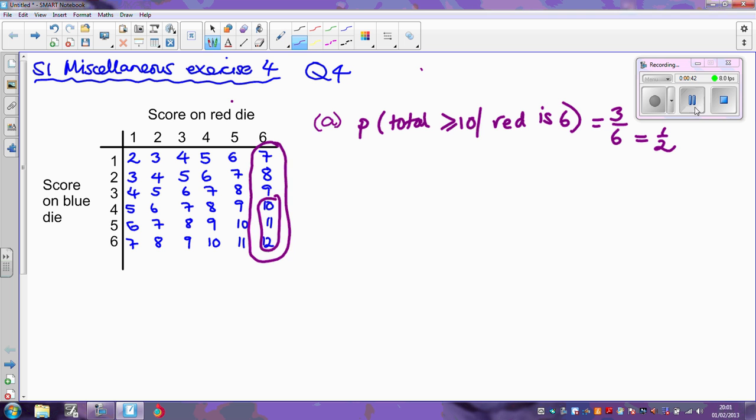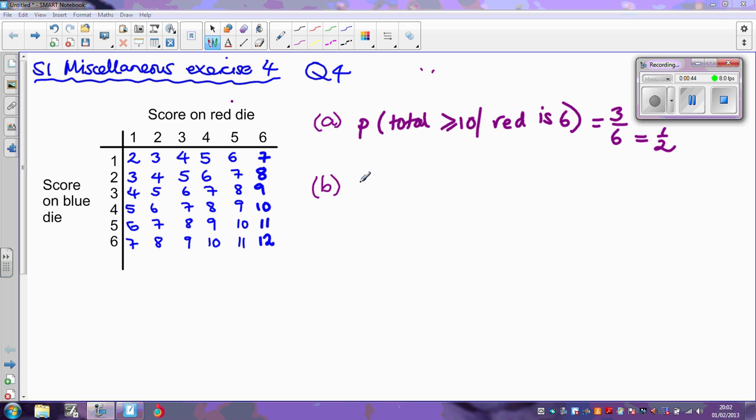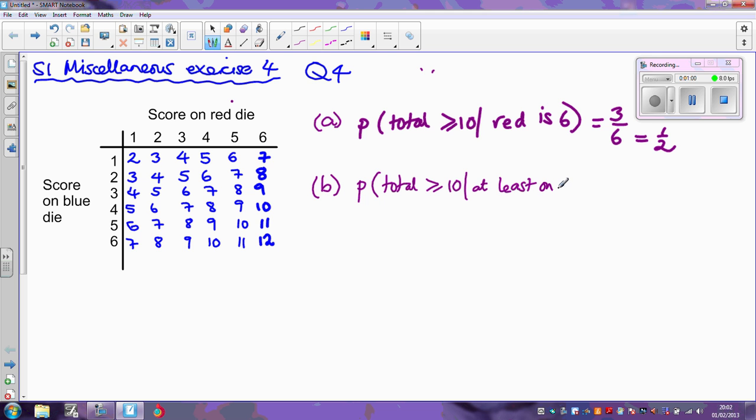In other words, the second part here says, what's the probability that the total score is 10 or more, so greater than or equal to 10, this time given that at least one of the dice shows a 6. So in other words, that there is at least one 6. So let's have a look at all the possible outcomes here which have at least one 6.